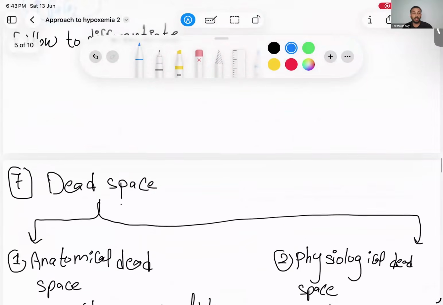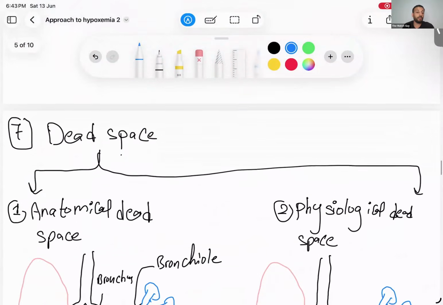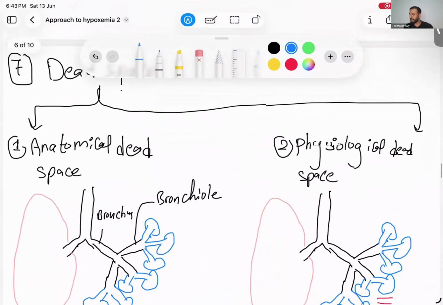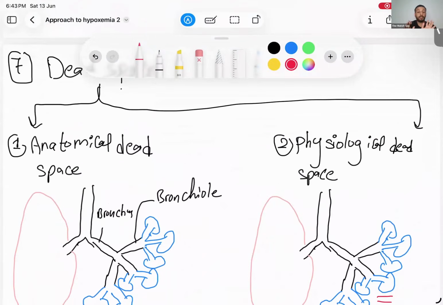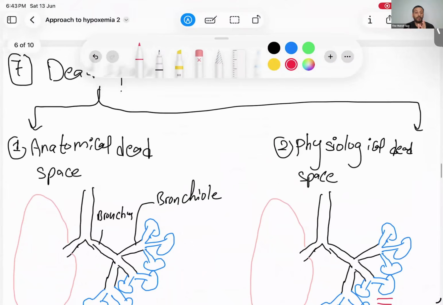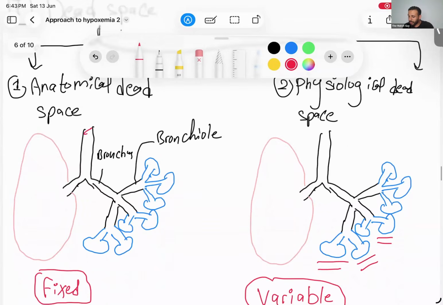Okay. The last concept I want to break down before going into questions is the dead space. This concept is a little bit easy. What do I mean by dead space? The respiratory tract is composed of two components: a component that is involved in gas exchange and a component that is not involved in gas exchange. So, the respiratory tract starts from the trachea.